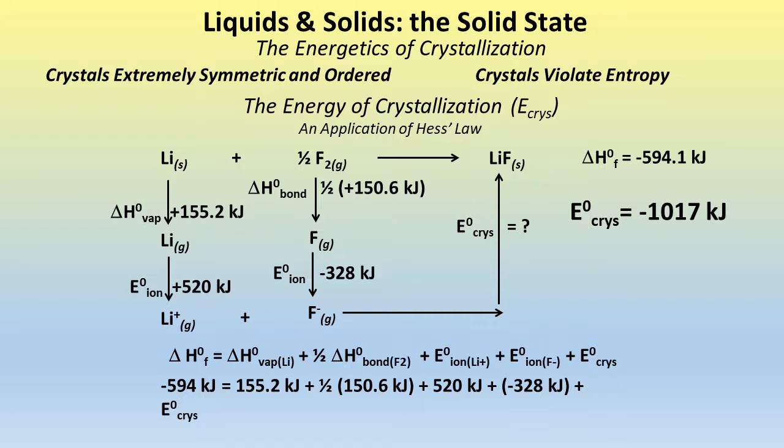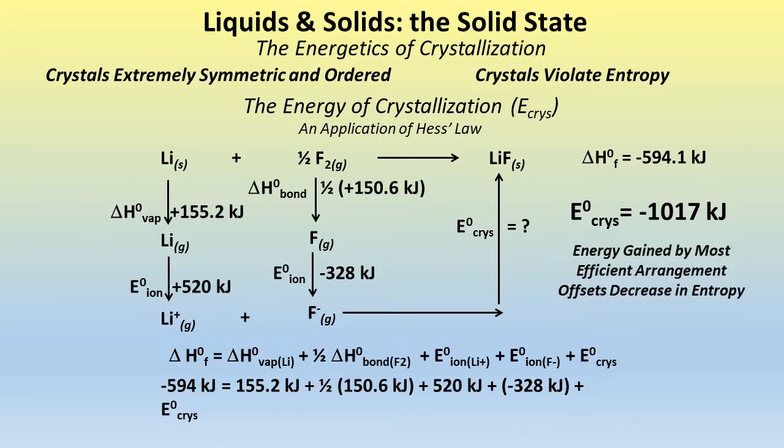The negative sign is instructive. Energy is gained by having the most efficient arrangement of the ions in the lattice. This more than offsets the decrease in entropy by creating order.